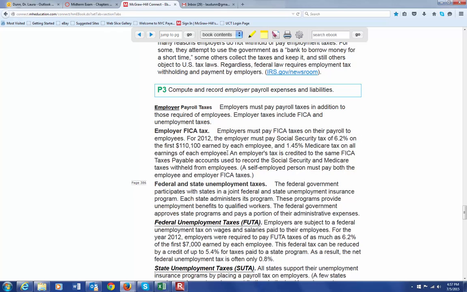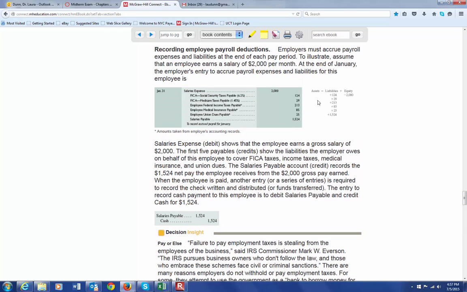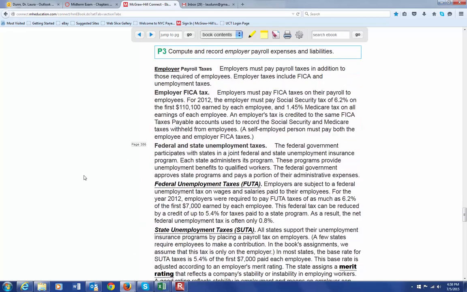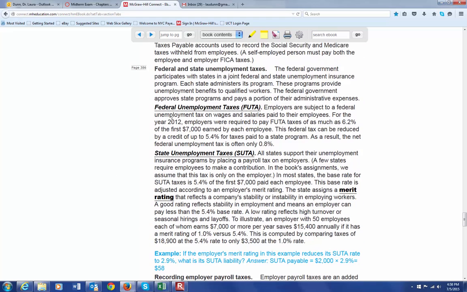So on top of your $124 and $29, they have to take out of their own income 124 plus 29 and submit that to the federal government as well. In addition, they have two other things called unemployment taxes. One is for the federal government and one is for the state government.